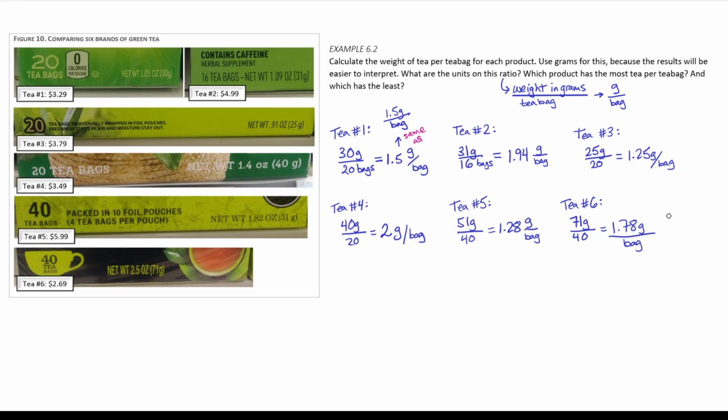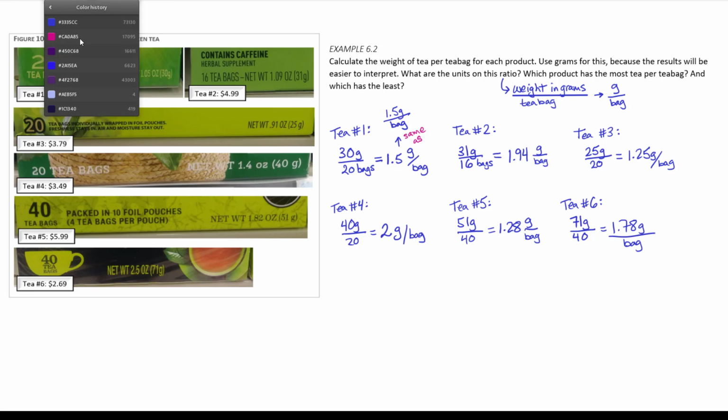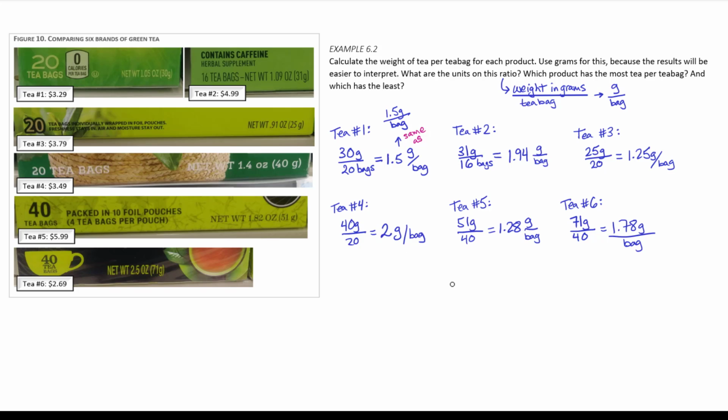All right, so rounding these all to 2 decimals, unless they come out even, to fewer decimal places than that, we've got a different ranking. Now, if you're looking for the most tea per tea bag, which is what this problem has asked us to answer, the most tea per tea bag is tea number 4. That's 2 grams of tea per bag. You see how I've written grams per bag differently in each of these cases. All of these are equivalent ways to write those units. Tea number 3 has the least tea per bag.